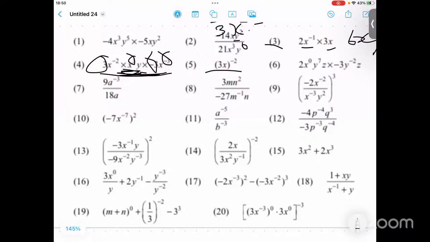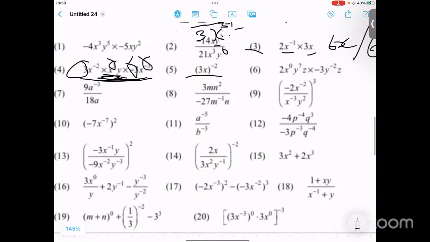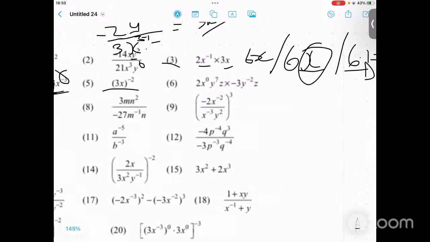And you said, what are we going to do? We times everything that's in the brackets by -2. And how are we going to do that? What's going to be the answer? The answer is -6 x to the power 2. Well, that's what I got.